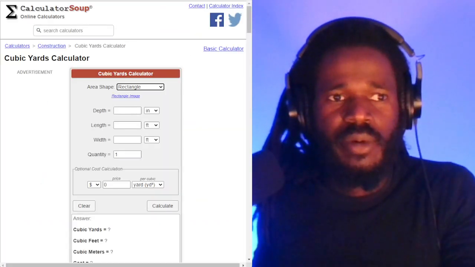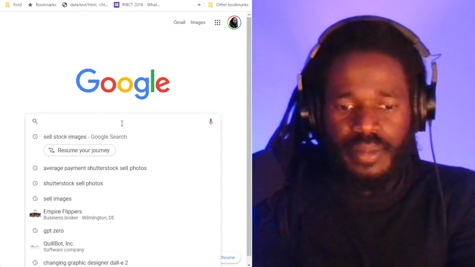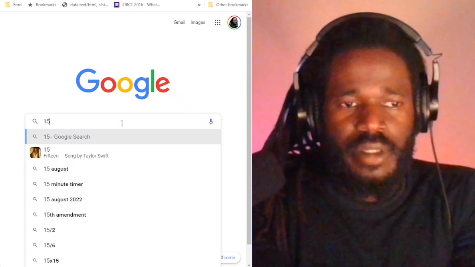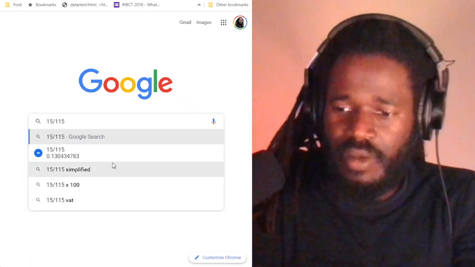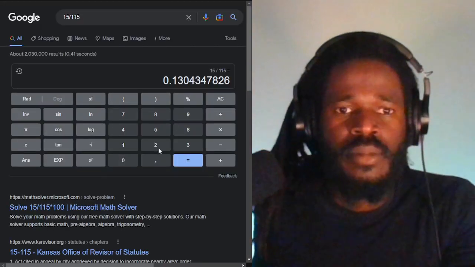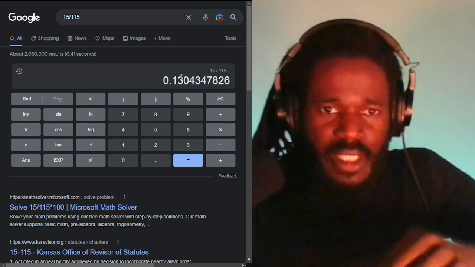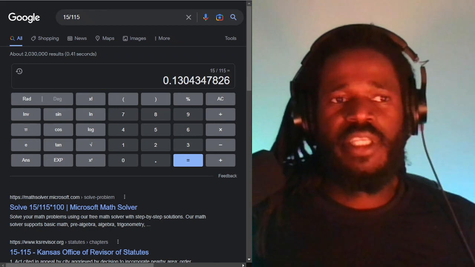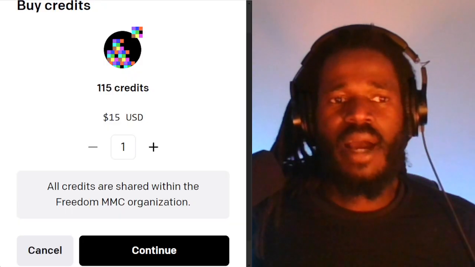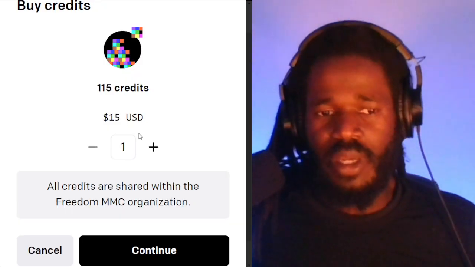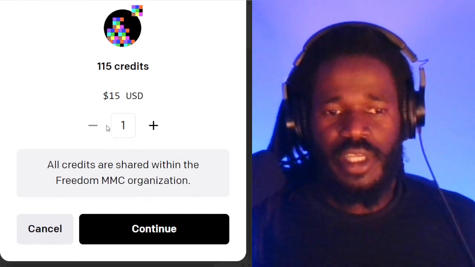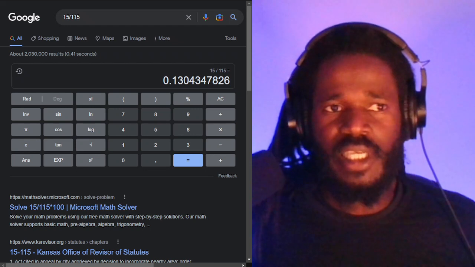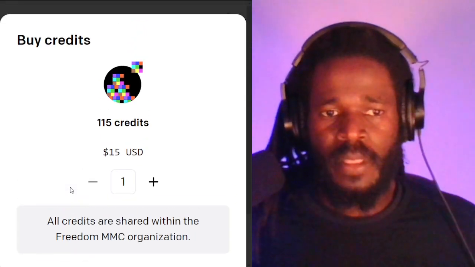Hold on a second. That's not what we're talking about. All right, we're just going to say $15 divided by 115 equals what? So it's about 13 cents is what these images cost. Every time you make an image with Dall-E after you use your free images, it's costing you about 13 cents right now.